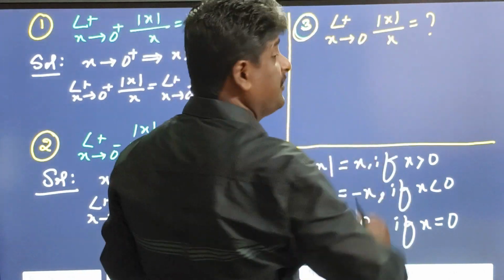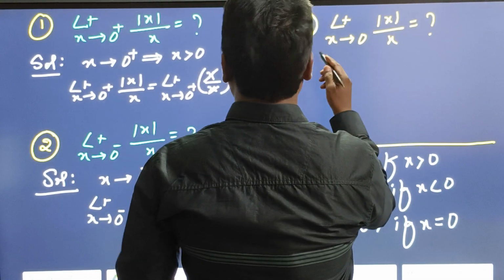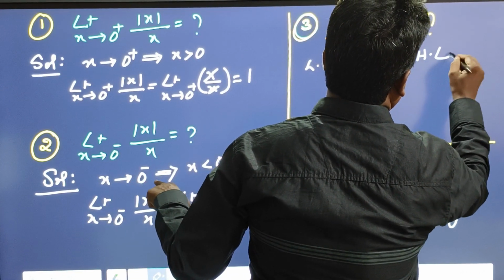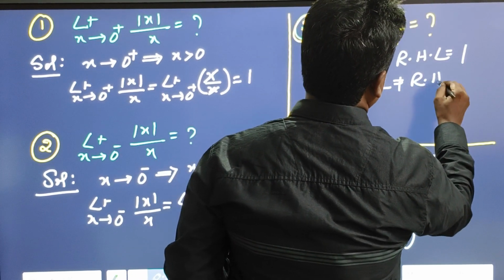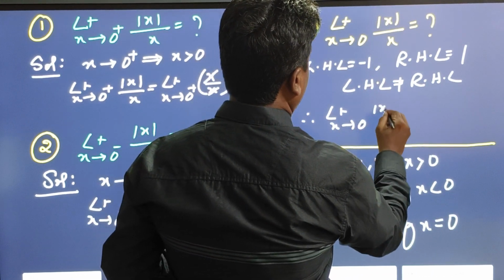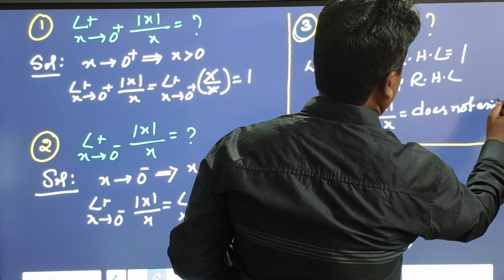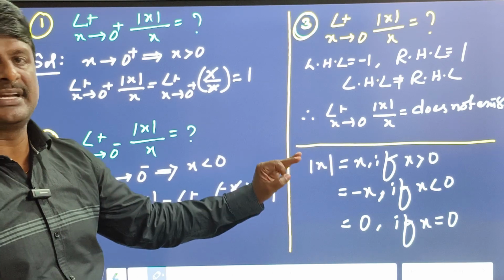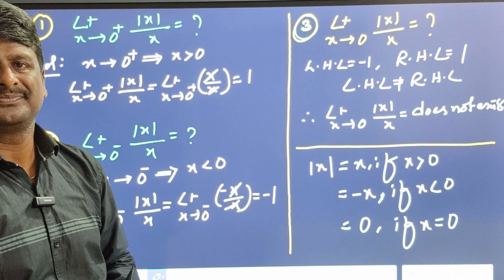What about the limit of the same function at x tends to 0? Here the left hand limit is minus 1 as we have seen, and the right hand limit is plus 1. Since LHL is not equal to RHL, therefore limit x tends to 0 mod x by x does not exist. It does not exist because the left hand limit is not equal to the right hand limit.